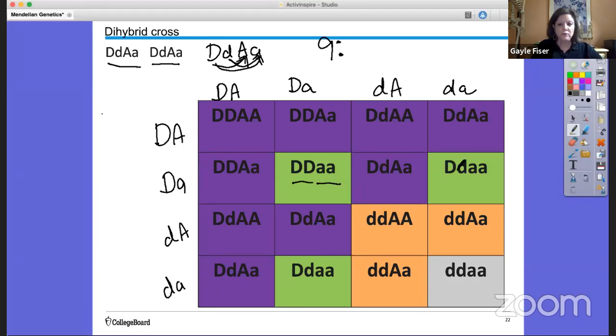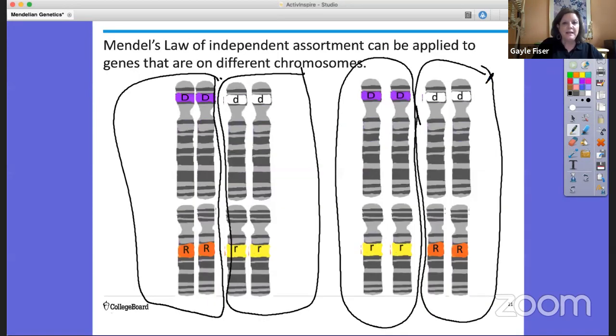There's 1, 2, 3 that have a dominant and then the recessive trait. And then there's 1, 2, 3 that have a recessive and then dominant trait, and then 1 that has recessive. So if you have a dihybrid cross, you will always have a 9-3-3-1 combination, and it happens because the law of independent assortment allows this.